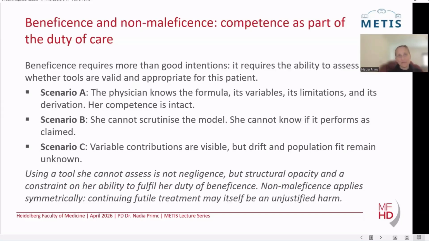Whereas in scenario B, he or she is using a tool he or she cannot examine and fully understand. So he or she does not know which variables the tool uses or how they are weighted. A clinician who cannot assess whether a tool is performing as claimed is in a position where he or she cannot fully carry out the duty of beneficence.